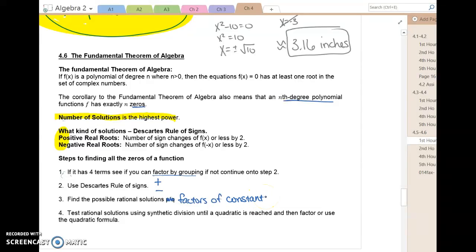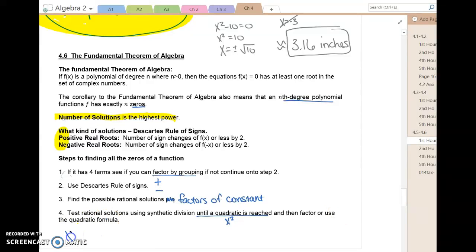And step 4, test the rational solutions using synthetic division until a quadratic is reached, until you get to a point where it's x squared. We might have to do this step, this cycle, multiple times until we get to a quadratic. Then factor or use the quadratic formula.